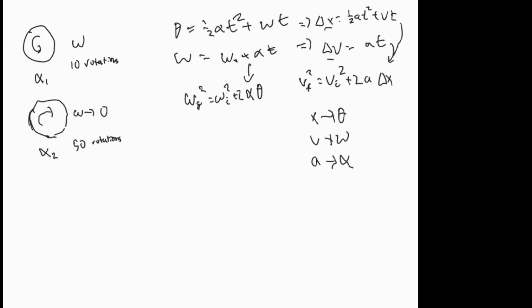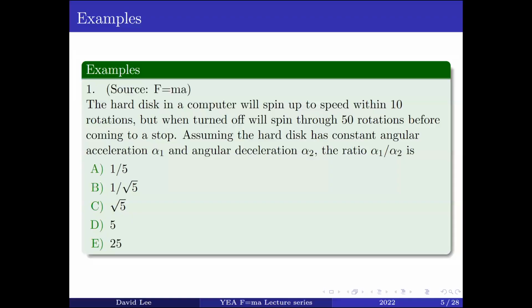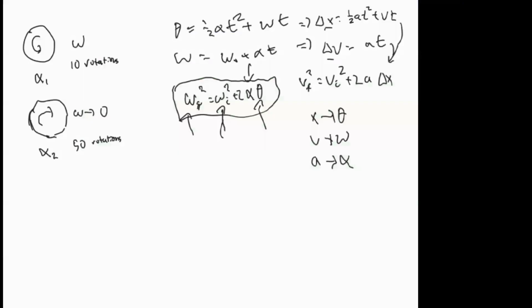All right, so back to the question. I think this equation will be the most useful here because we know what omega final is, we know what omega initial is, and we know what theta is. And if we go back to the problem, it's just asking us what is the ratio alpha 1 over alpha 2. So we want to find the alphas, and we can do that because alpha is the only unknown in this equation.